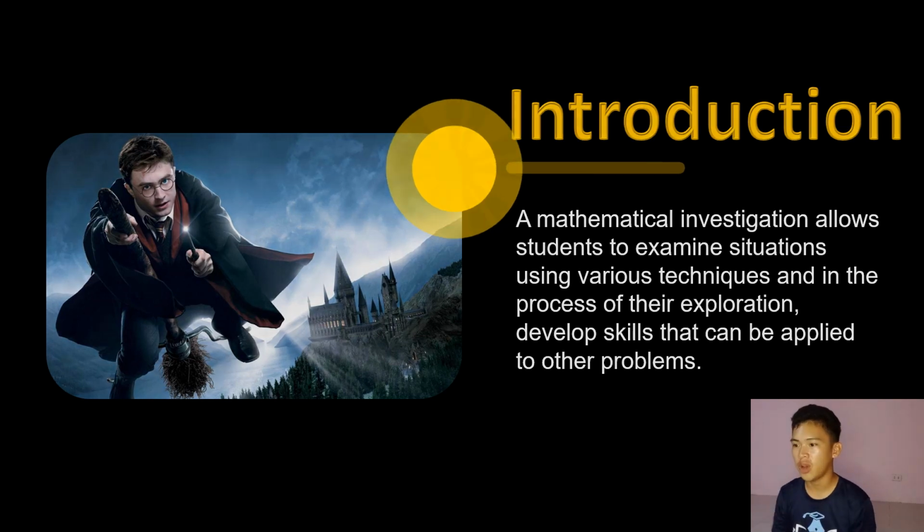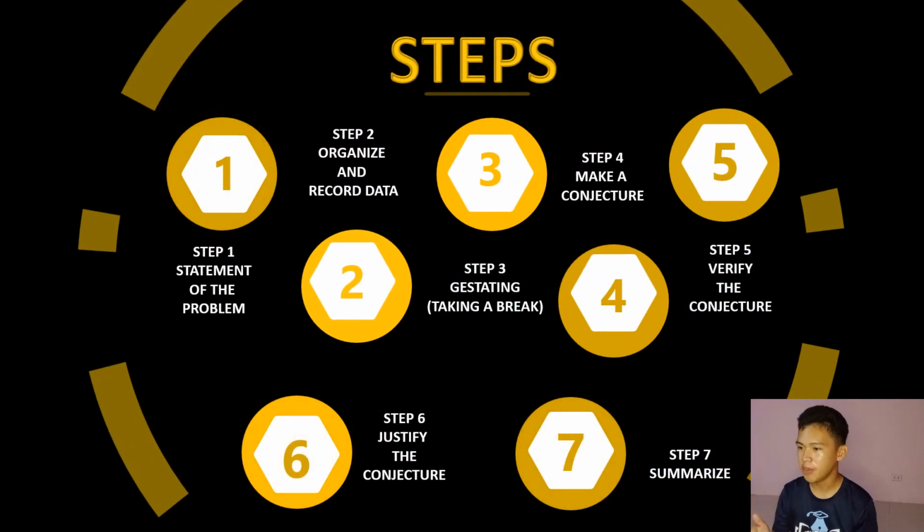So let's proceed to our steps in doing a mathematical investigation. Here are the steps. First, the statement of the problem. Second, organize and record data. Third, gestating or taking a break. Fourth, make a conjecture. Fifth, verify the conjecture. Sixth, justify the conjecture. And seventh, summarize.